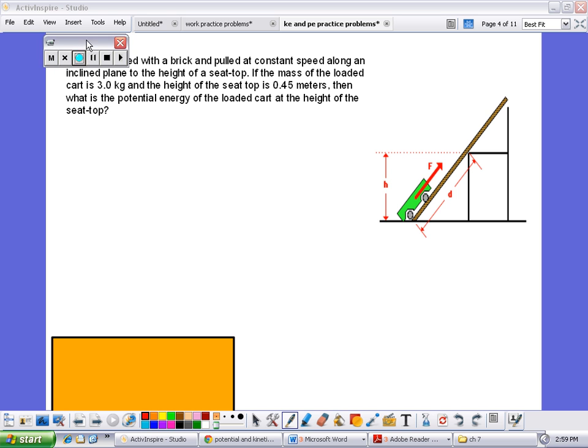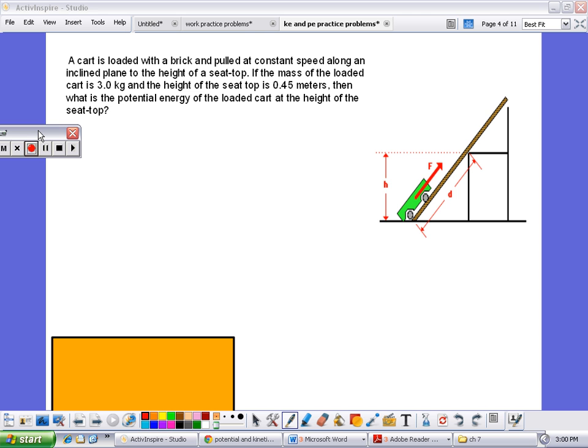Problem 3. A cart is loaded with a brick and pulled at a constant speed along an inclined plane to the height of a seat top. If the mass of the loaded cart is 3 kilograms and the height of the seat top is 0.45 meters, then what is the potential energy of the loaded cart at the height of the seat top? So here, pause the video, do the problem.